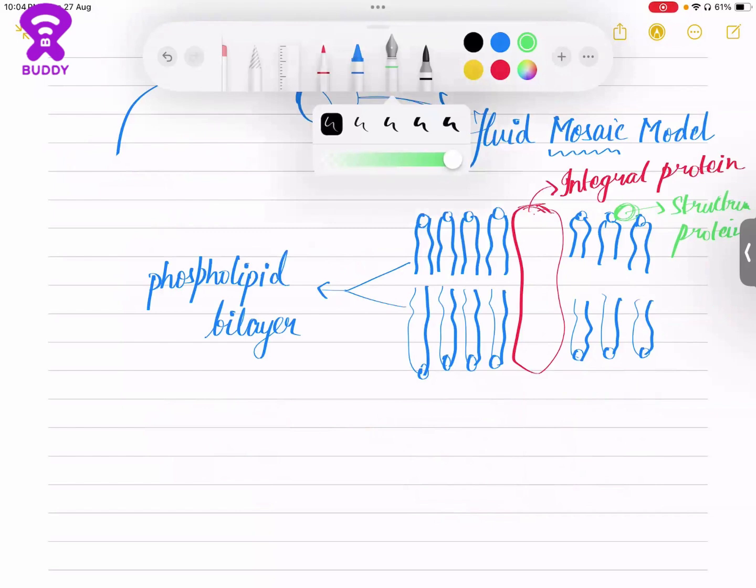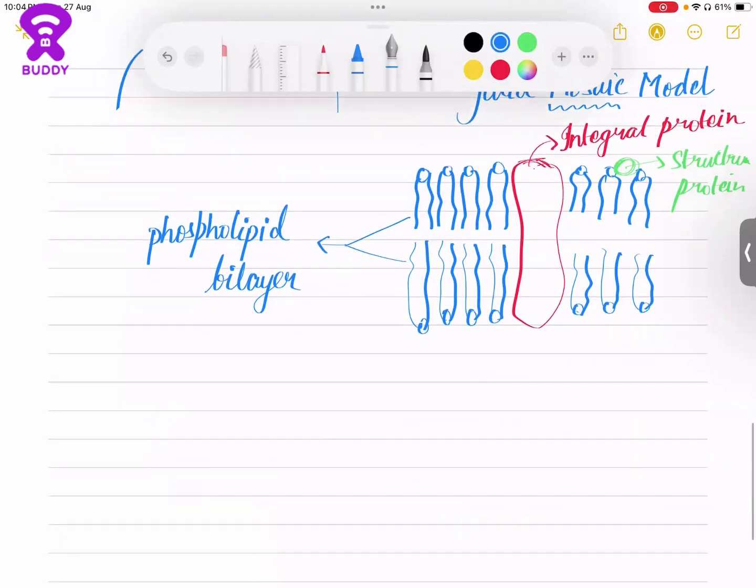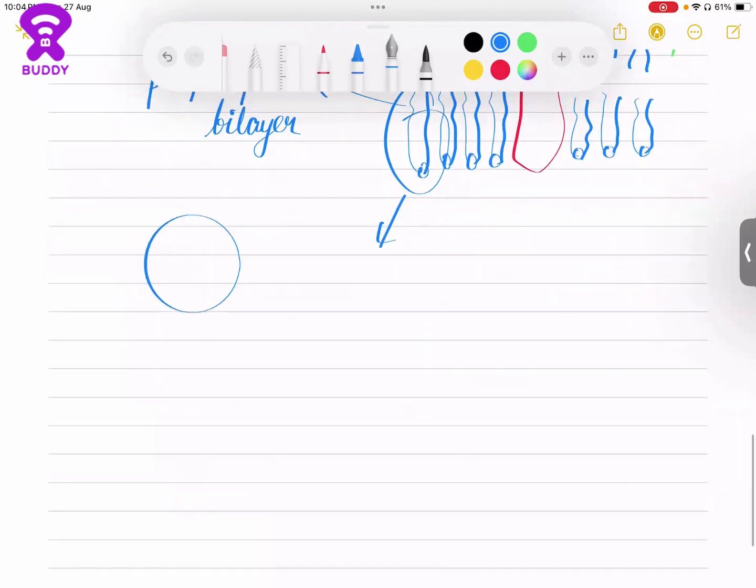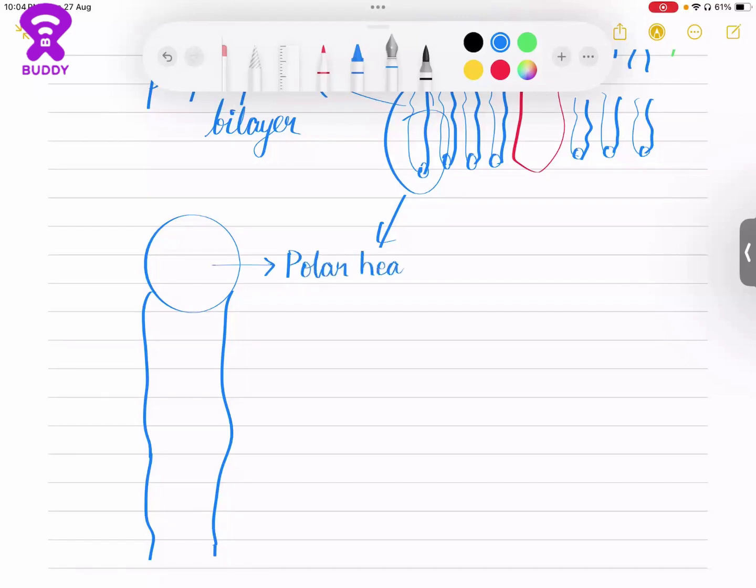Let's move to the phospholipid bilayer. If I zoom into this, how will this look? This is a head-like thing, and you see two tails emerging from it. One can be short and one long, or you can make them both the same size. So this is called your polar head. This is your phosphorus ion.